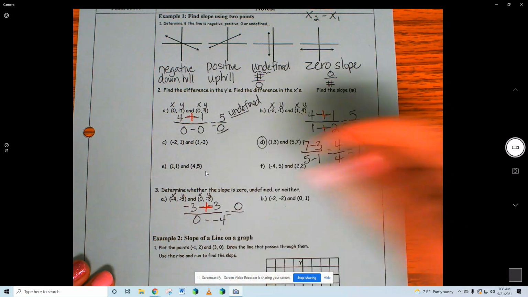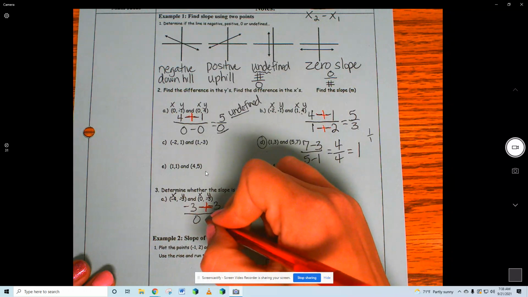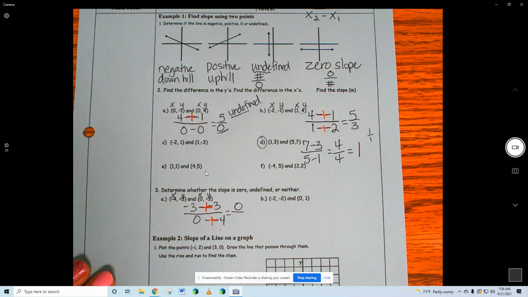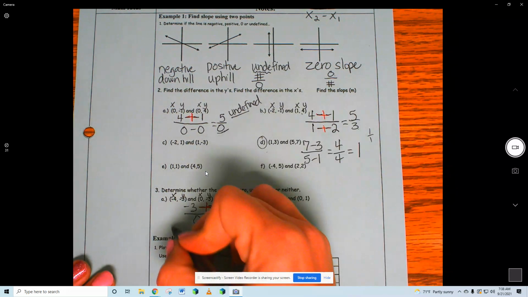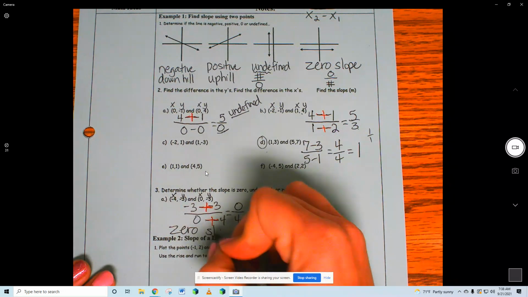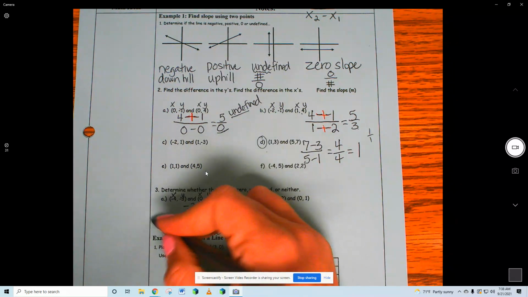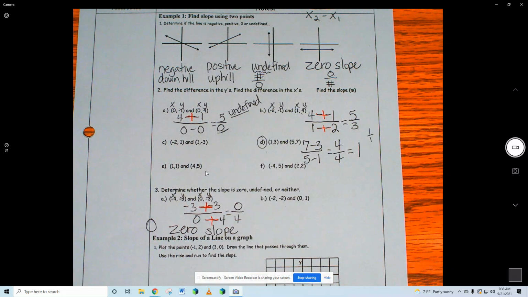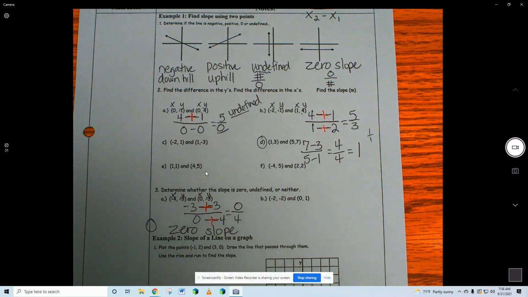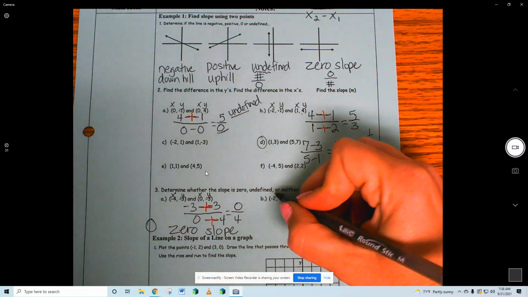0 over 0 plus 4. 4. This is a 0 slope. Or you just write the number 0. All right. B, go ahead and do it ahead of me by yourself. Go.